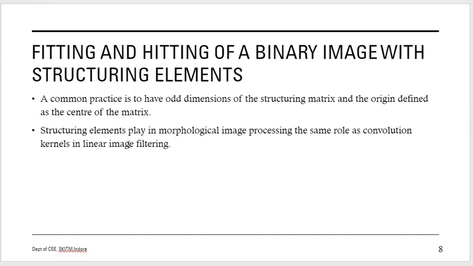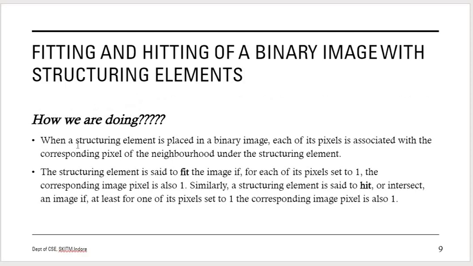Fitting and hitting of a binary image with the structuring element. It is common to have odd dimensions of the structuring matrix and the origin defined as the center of the matrix. When a structuring element is placed in the binary image, each pixel is associated with the corresponding pixel of the neighborhood under the structuring element. If the pixel set fits the image, then we set the pixel to 1. If it doesn't fit, we set it to 0. If it fits, then we say it's a hit, otherwise it's a miss.